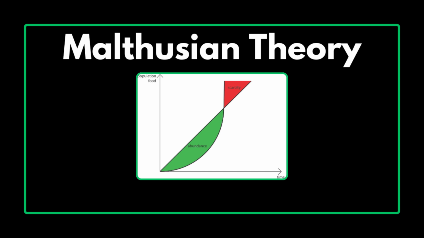Malthus believed that while population growth happens at a geometric rate, meaning it doubles over regular periods of time, the supply of food and other resources only grows at an arithmetic rate, meaning it increases gradually in smaller amounts.